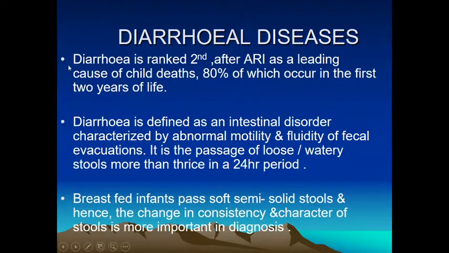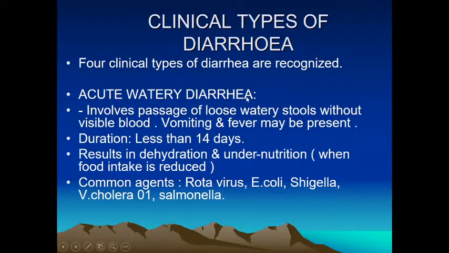As we mentioned, diarrheal disease is ranked after ARI, defined as an intestinal disorder characterized by abnormal motility and fluidity of fecal evacuations, passage of loose watery stools more than thrice in 24 hours. Breastfed infants pass soft semi-solid stools, and hence the change in consistency and character of stools is more important in the diagnosis. Breastfed infants, how do they get the infections? Because they're crawling on the floor. When they're crawling on the floor, they try to pick up things from the floor and then land up with infections.